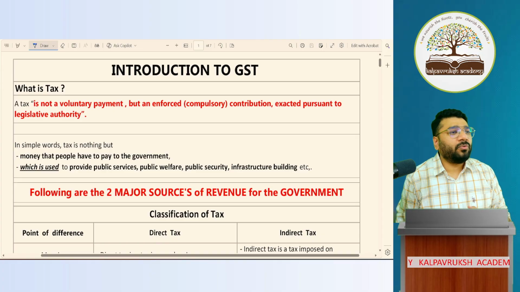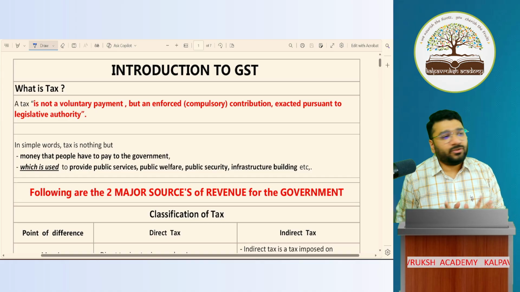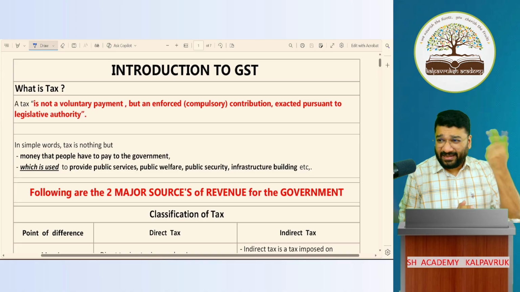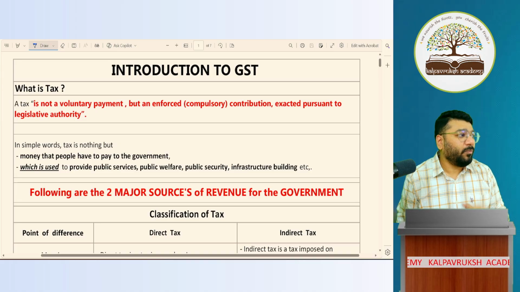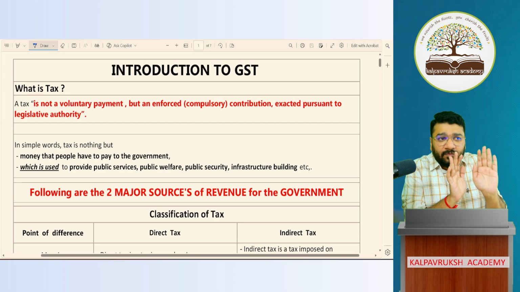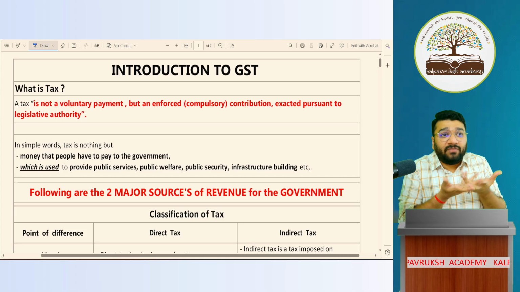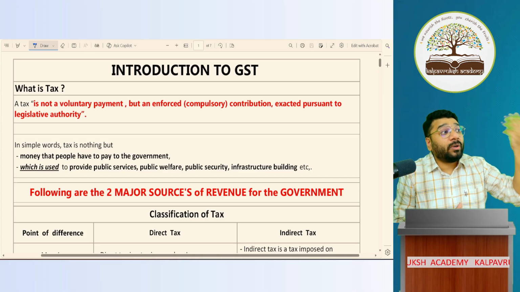My first question to all of you. What is the full form of GST? Goods and service tax. No problem in this? Okay. Second question. What is the meaning of goods and service tax? Whatever you understand, whatever exposure you have got so far, with that, try to tell me what is the meaning of GST.